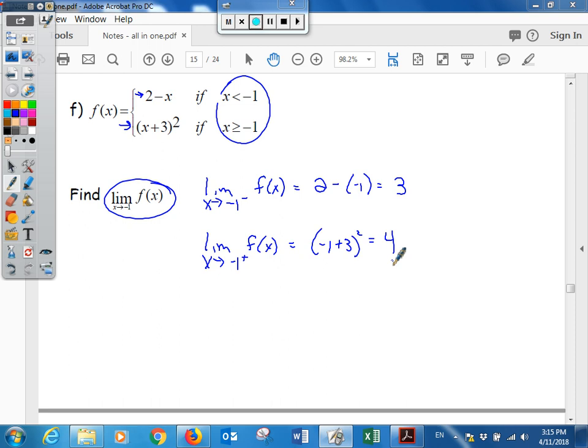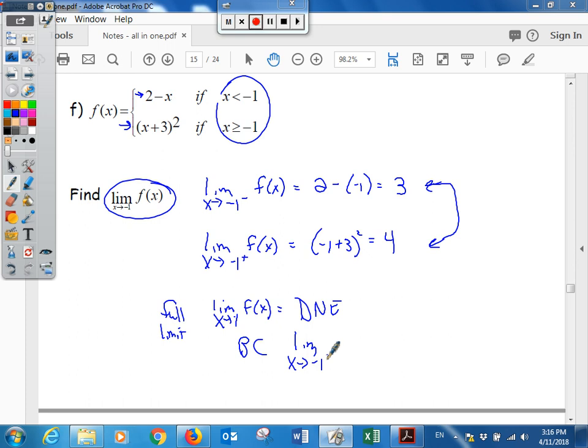If I want the full limit, the limit as x approaches -1 of f of x, I look at the limit from the left and the limit from the right, and I compare them. If they are not the same, then this limit, what we call the full limit, does not exist, because the limit as x approaches -1 from the left of f of x is not equal to the limit as x approaches -1 from the right of f of x.